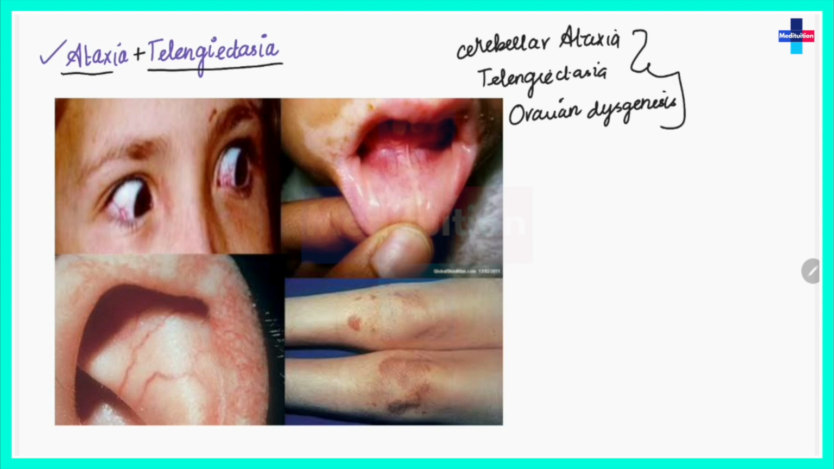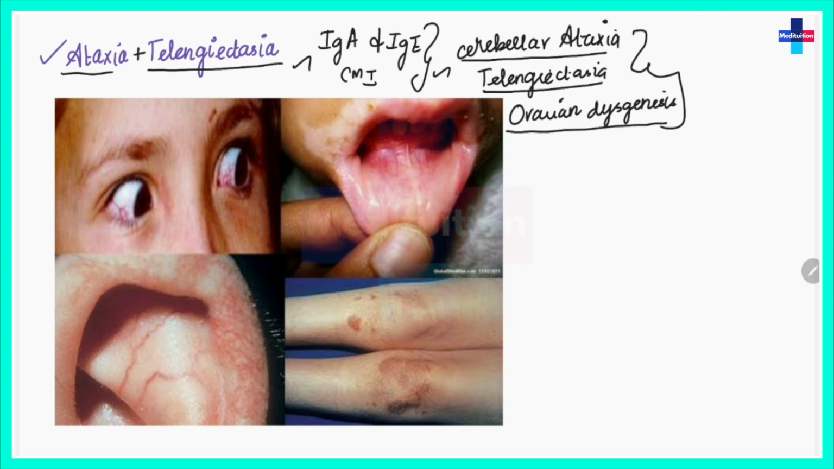Mostly in this combined immunodeficiency, we will have decreased levels of immunoglobulin A and immunoglobulin E. And here the cell mediated immunity is also defective. That's why this is called combined immunodeficiency. So in ataxia telangiectasia, we will have immunodeficiency plus three other manifestations, that are cerebellar ataxia, telangiectasia and ovarian dysgenesis. And this is also a hereditary condition, inherited in autosomal recessive trait.